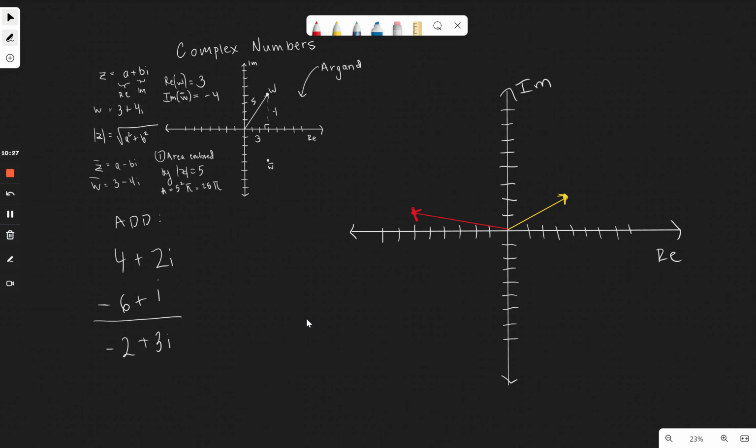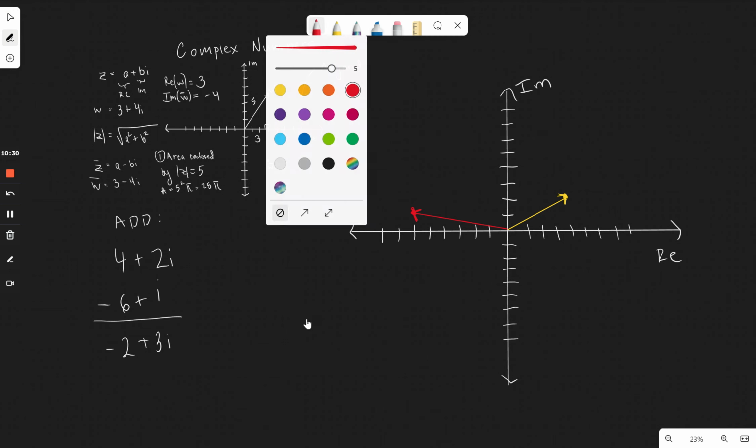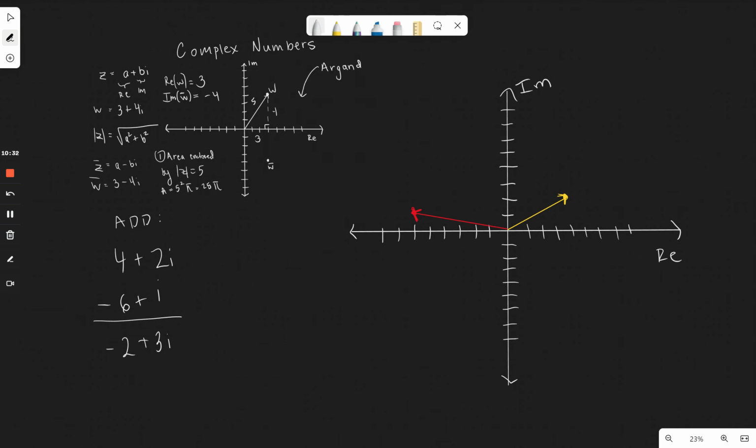So now let's subtract them. Okay, so let's subtract these two numbers. And again, we can do this with our components separately. If we have 4 plus 2i, and we're subtracting -6 plus i, the order of course does matter because it's subtraction. So we end up with 10 plus i.